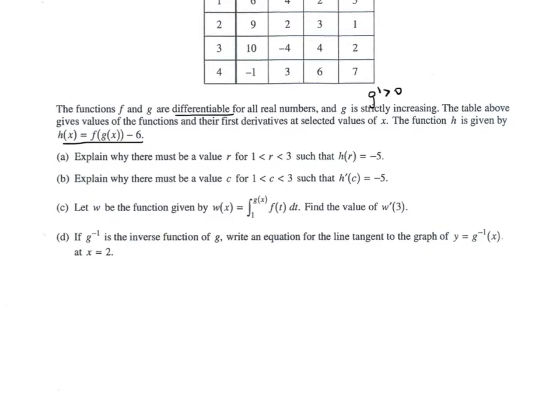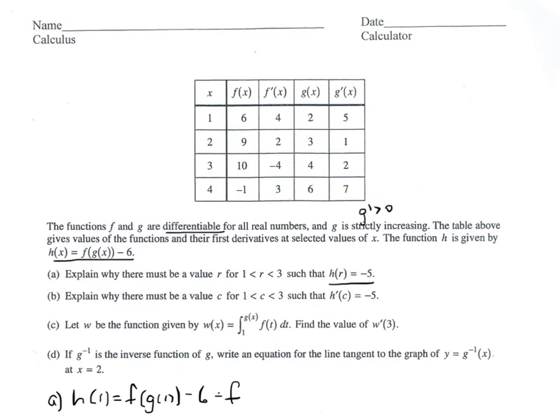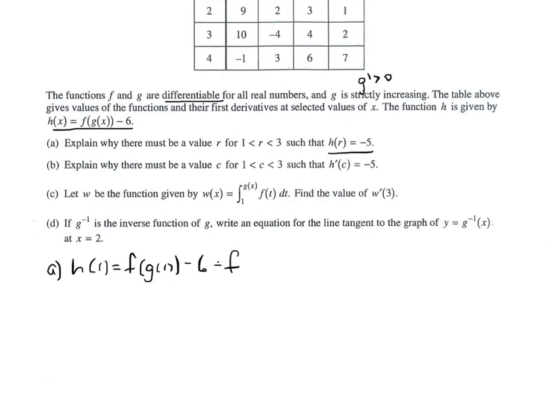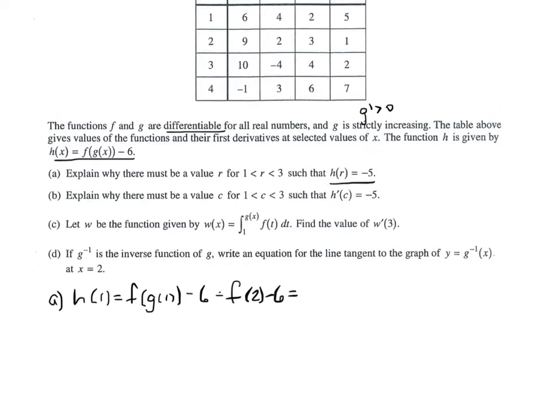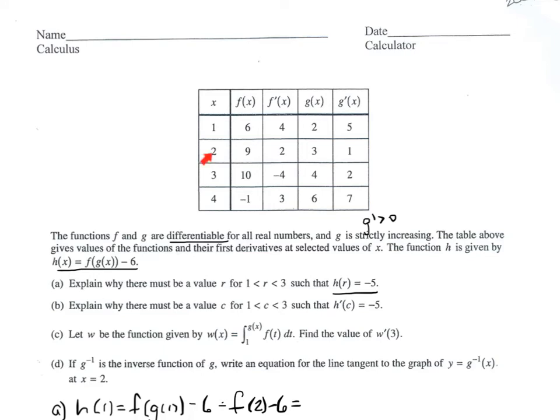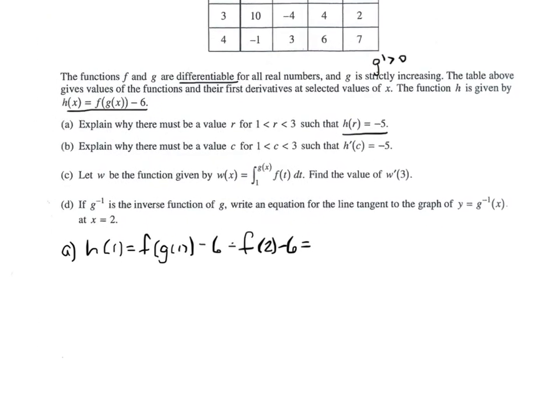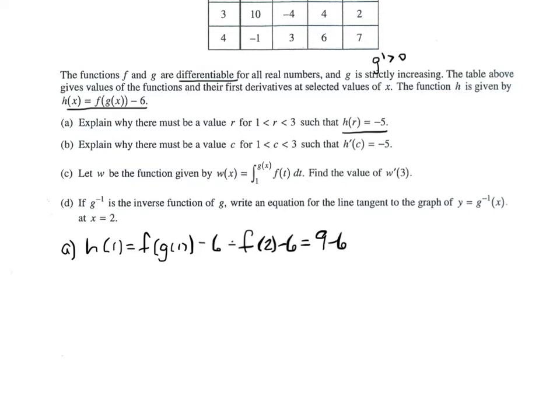So for part A, we need to explain why there must be a value r, where r is between 1 and 3, such that h of r is equal to negative 5. Well, let's first find h of 1. So g of 1 is equal to 2. So now we've got f of 2 minus 6, and f of 2, here's 2, is equal to 9. So we have 9 minus 6, which is equal to 3.